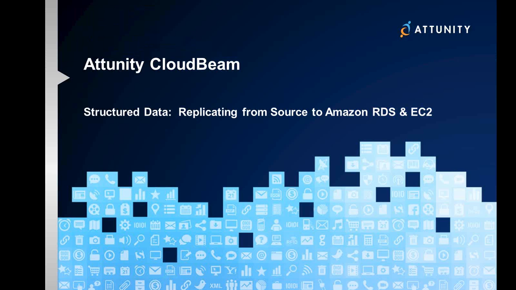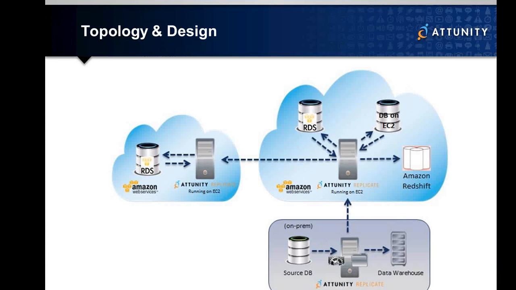So given those challenges, I'd now like to present the option of Attunity Cloud Beam. I'd like to present this in 2 separate sets. First, I'd like to dive into structured data, in this case replicating from a source to Amazon RDS and/or a database residing on EC2. Here's a common topology. You'll see in the bottom half a source environment, very often on-prem. That source environment can contain your source databases. And then you can have target environments living in Amazon. It could be on RDS, perhaps on EC2. It could be in one region. It could be in multiple regions.